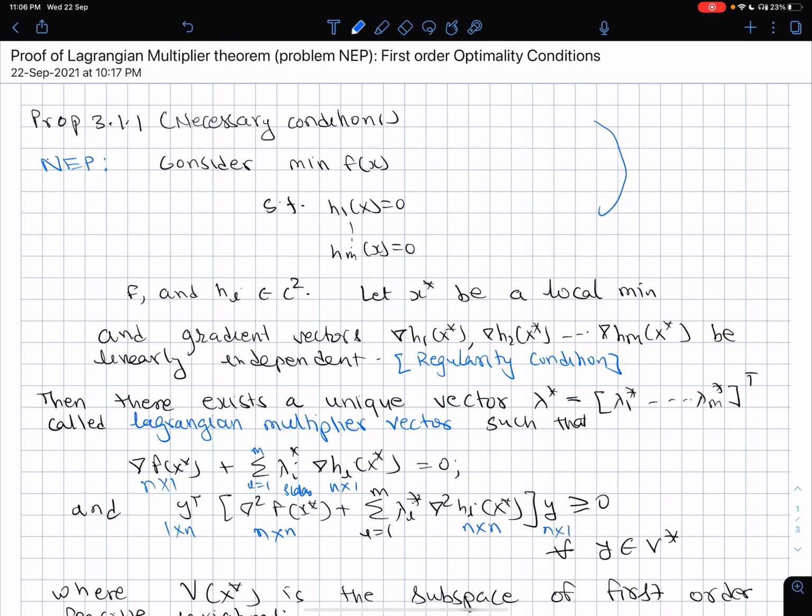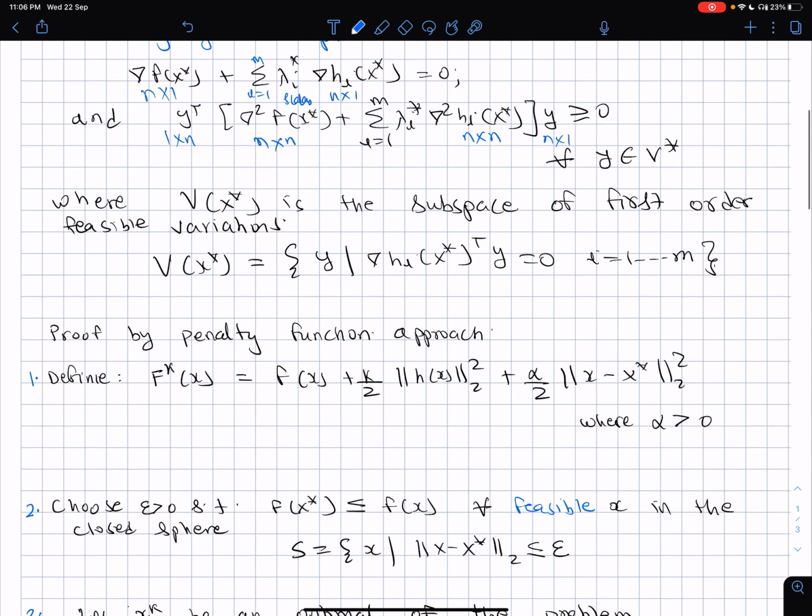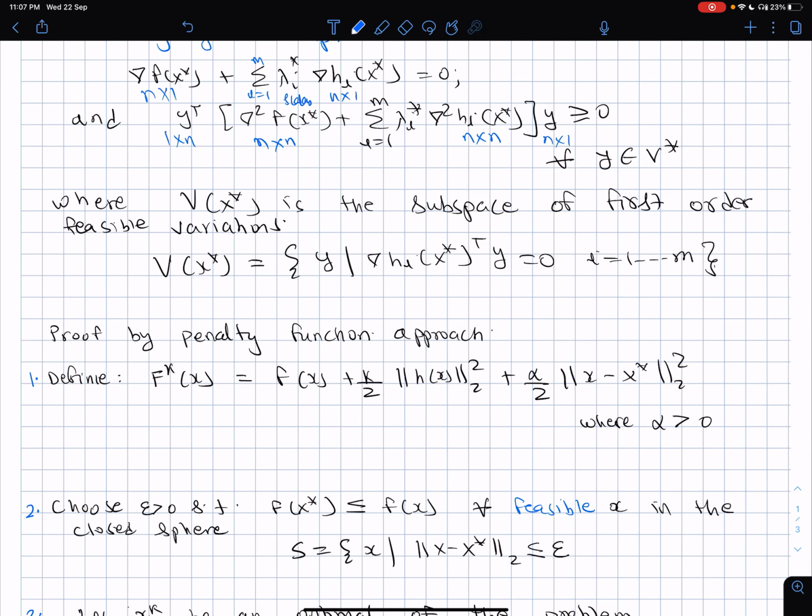So let's say this is a circle kind of a constraint. The gradient vector is going to be in this direction, and the y should be in this particular direction, so that y becomes like a tangent, so that this thing happens. So y is taken to be in the subspace of first order feasible variations.